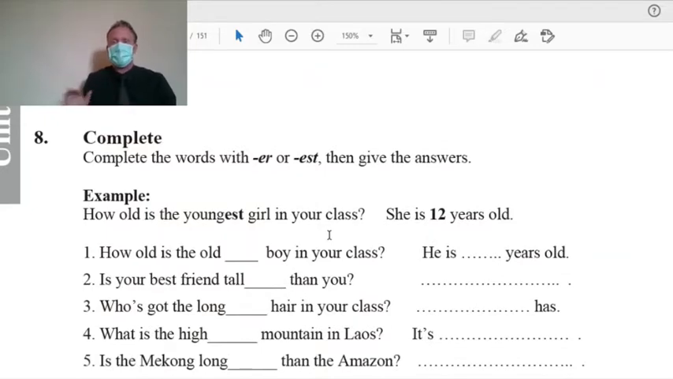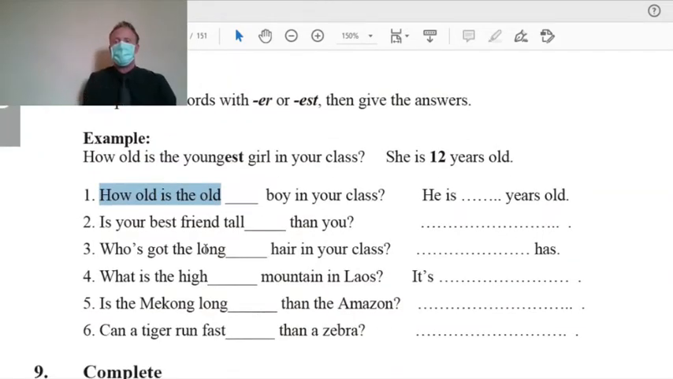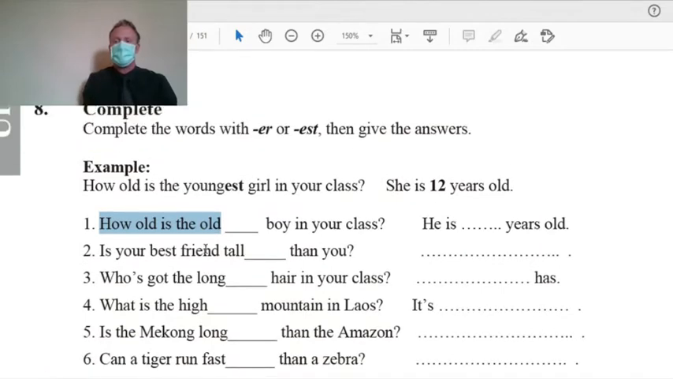Now, let's look at the example that they have given us over here. How old is the youngest girl in your class? Now, I believe Tina is the youngest girl in your class, and she is actually 11 years old. However, in our book, it says she is 12 years old. Now, I will do number 1 with you, and you can finish the rest up to number 6.